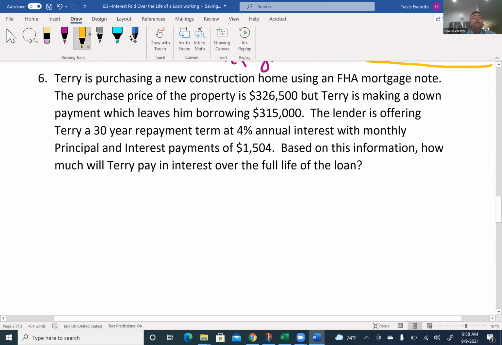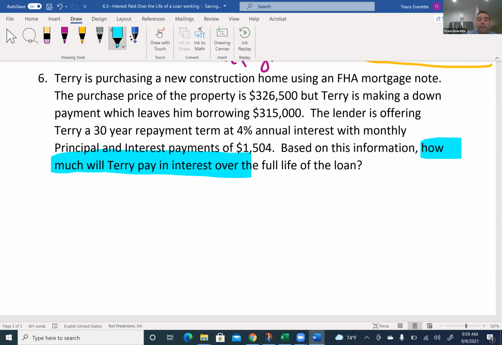Look at number 6. Terry is purchasing a new construction home using an FHA mortgage note. The purchase price of the property is $326,500, but Terry is making a down payment, which leaves him borrowing $315,000. The lender is offering Terry a 30-year repayment term at 4% annual interest with monthly principal and interest payments of $1,504. Based on this information, how much, there's finally our question, how much will Terry pay in interest over the life of the loan?